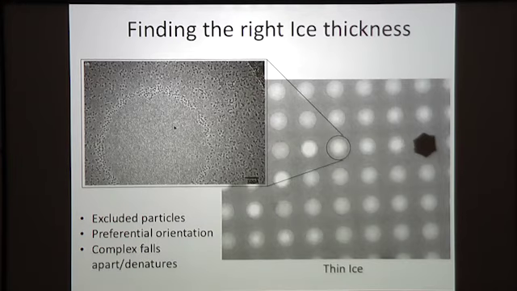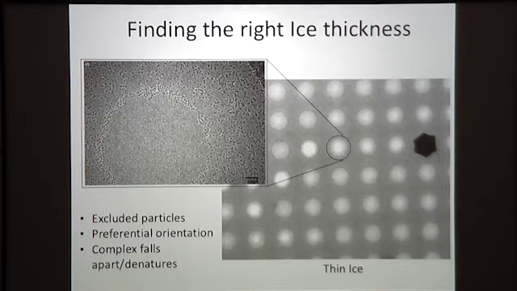There are three things that can happen when the ice gets too thin. You can exclude your particles, like you've done here from the middle. You can have preferential orientation, because the molecules lie on the air-water interface and in the thinner axis. Or what a lot of times happens is that the complexes just fall apart, or your product denatures. So thin ice is good up to a point, and then it can be bad for your grids.